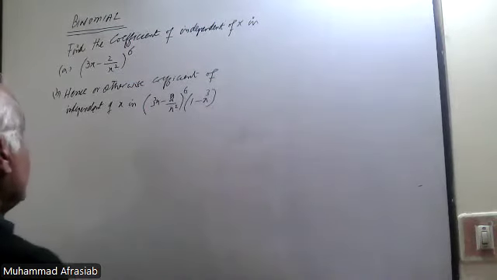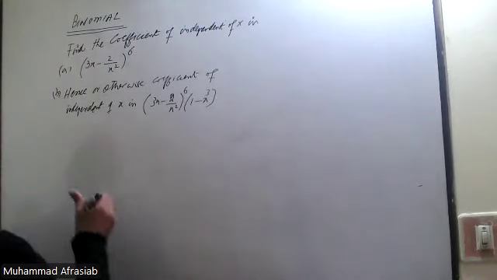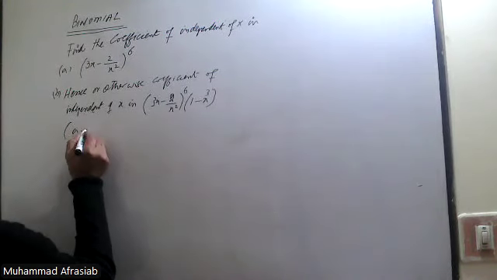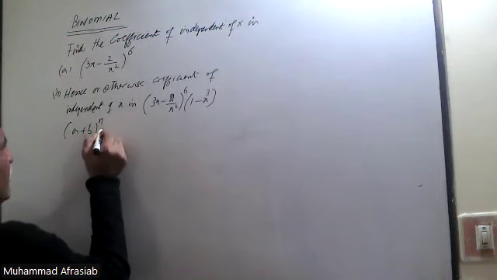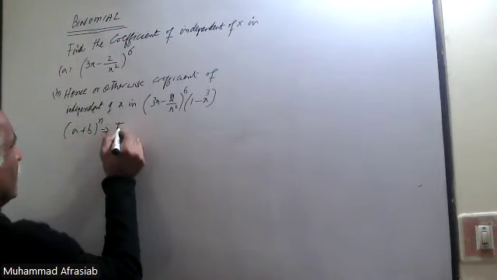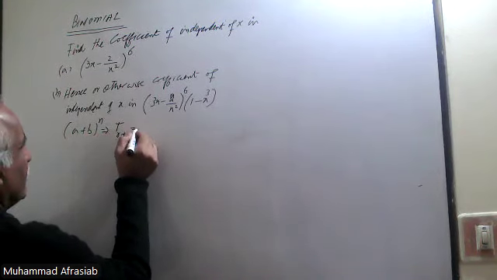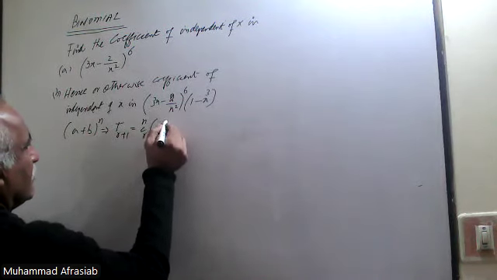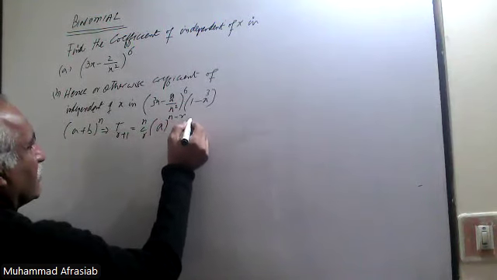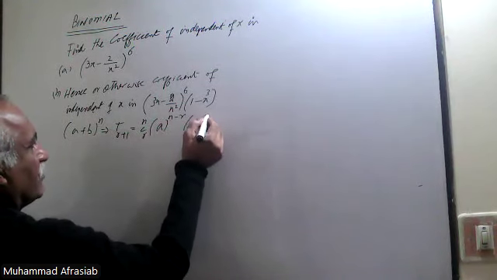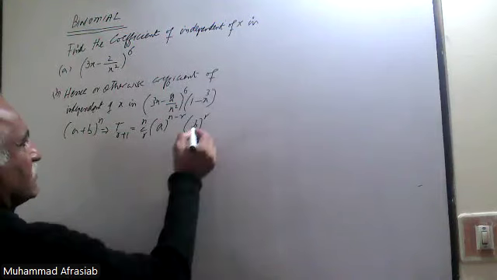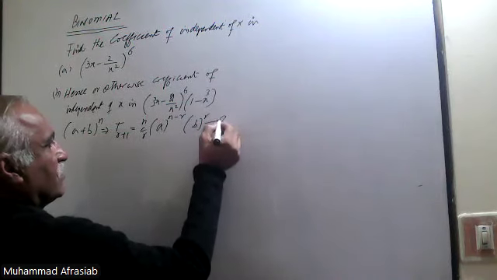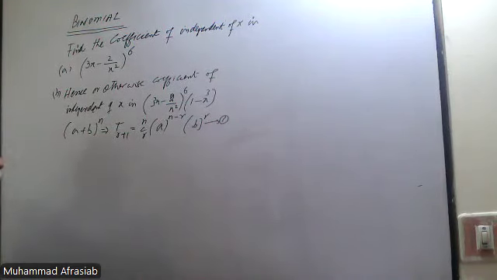We know that in the binomial theorem and its expansion, we have this formula (a plus b) power n. Then we can find any term or coefficient with T(r plus 1) equal to nCr a power n minus r into b power r. This is the formula which is given in your formula sheet.